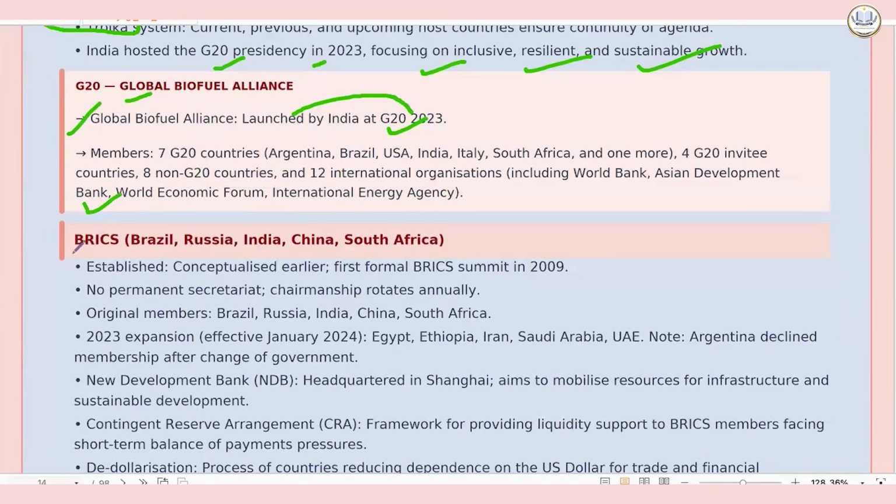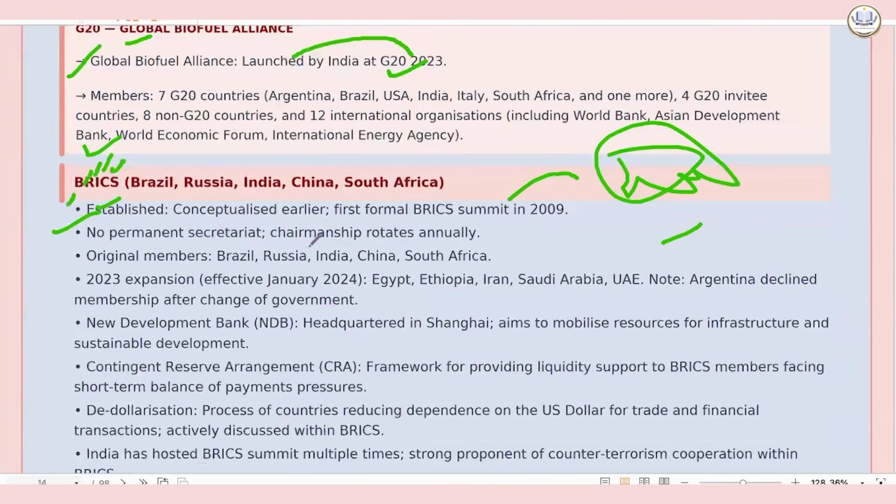BRICS. B stands for Brazil, R stands for Russia, I for India, C for China, S for South Africa. It was conceptualized earlier, but the first formal summit happened in 2009. No permanent secretariat. Chairmanship rotates annually. Original members: Brazil, Russia, China, India, South Africa. 2023 expansion: now we have Egypt as well, Ethiopia, Iran, Saudi Arabia, UAE. Argentina declined membership after change of government. This is something which is important.